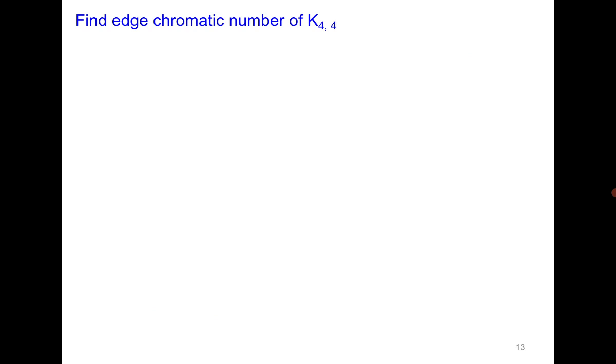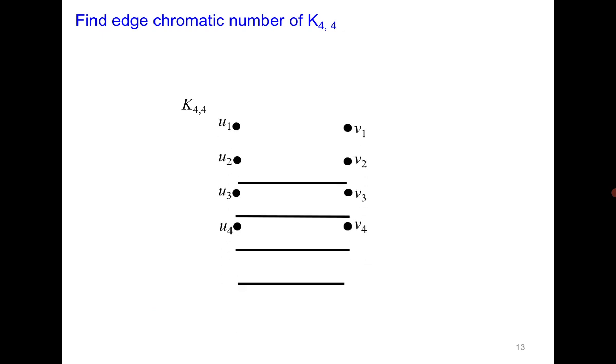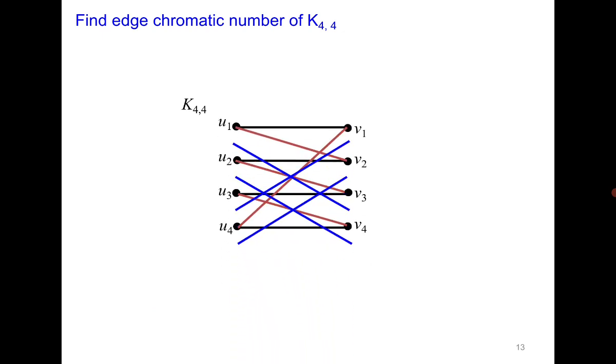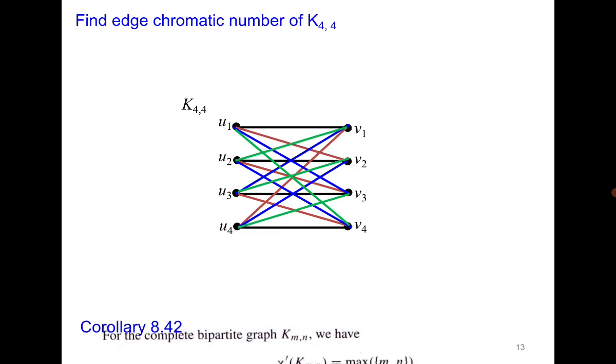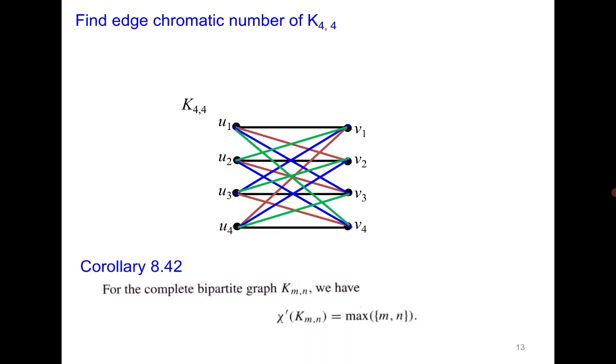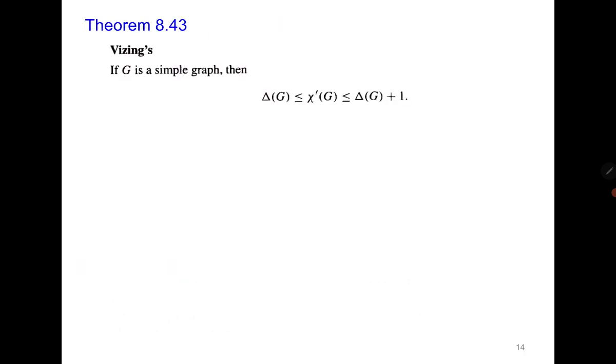Okay, so quickly now we can try to find the edge chromatic number of K 4,4. We know that for a bipartite graph the edge chromatic number is delta G, which is 4, so it can be easily colored with 4 colors. For the complete bipartite graph, it is the maximum of m comma n, which is equal to delta G. This is a very important result.